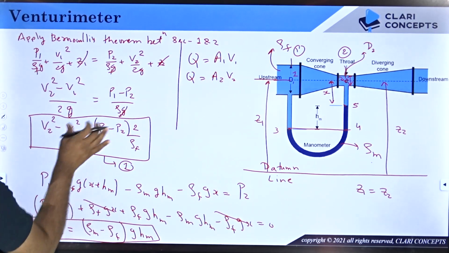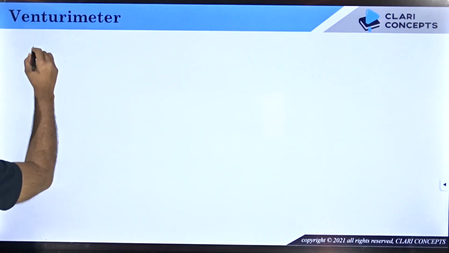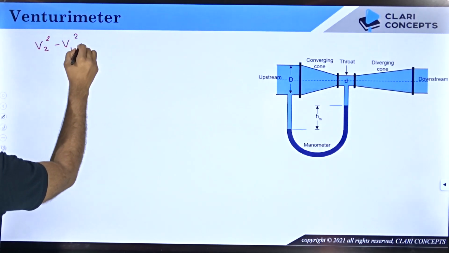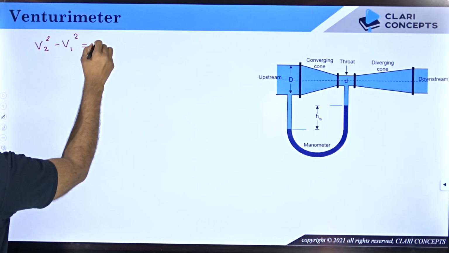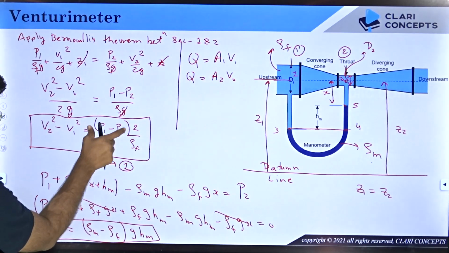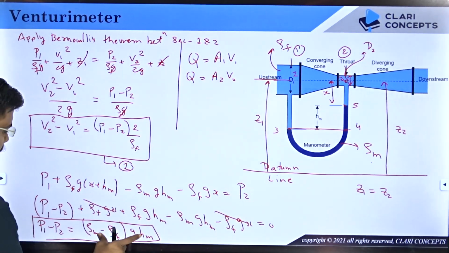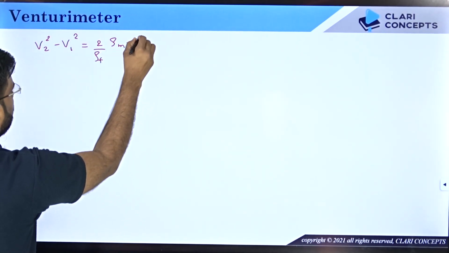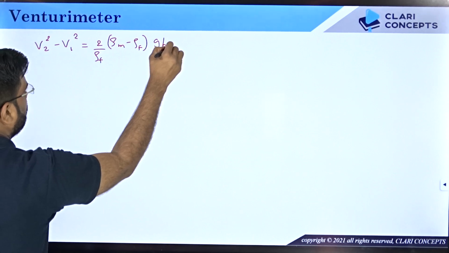Now you put this over here. So what you will get? You will get V2 square minus V1 square is equals to 2 divided by rho f, and there was P1 minus P2. P1 minus P2 is this, rho m minus rho f into g hm.